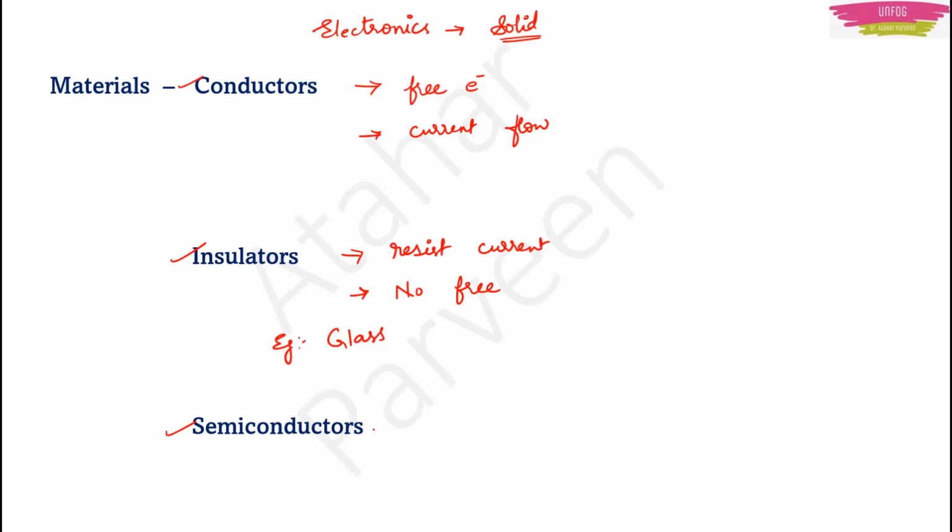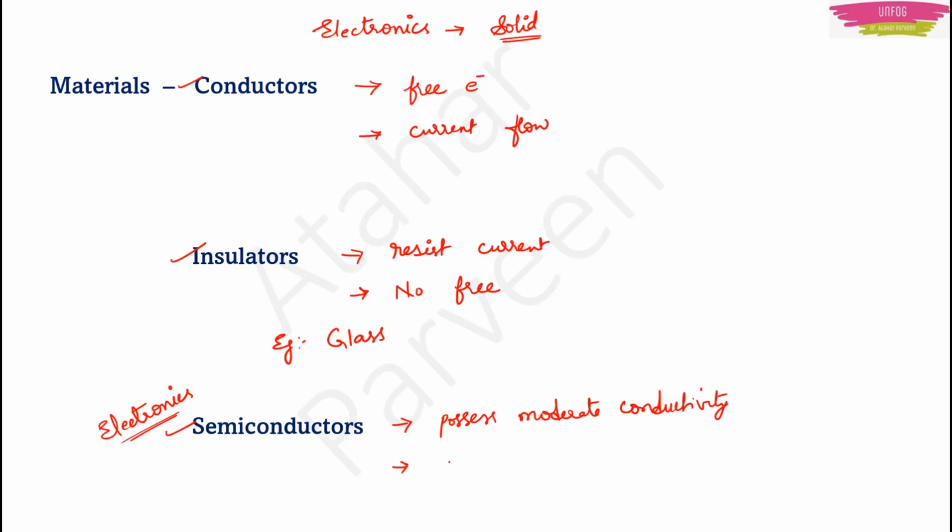Now there is one more material which is very important and with which electronics deals. Electronics basically deals with semiconductors. We are going to study only about semiconductors in this chapter, electronics. So what are semiconductors? Semiconductors are neither conductors nor insulators. They are somewhere in between conductors and insulators. These semiconductors possess moderate or low conductivity.